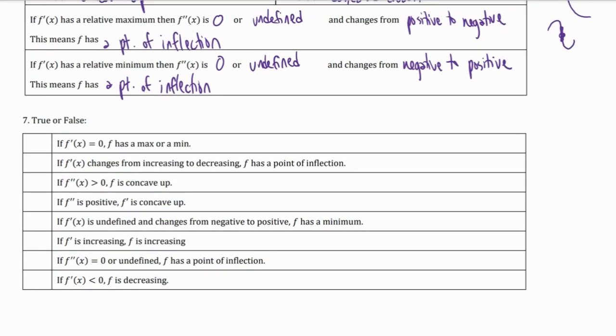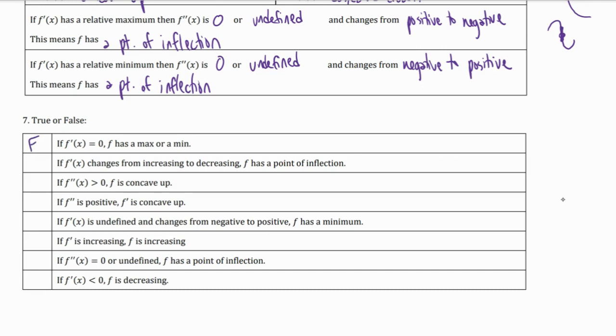All right, let's do this true-false quiz. And I'm going to try to draw examples when I can, or counterexamples. So if f prime equals 0, does that mean f has a max or a min? No, definitely not. And there's a couple of different things I can say.